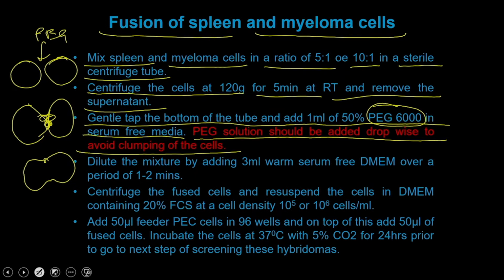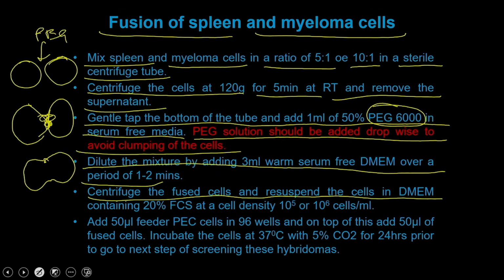Then dilute the mixture by adding 3 ml of warm media over a period of 1 to 2 minutes. Then you centrifuge the fused cells and resuspend the cells in DMEM containing 20% fetal bovine serum at a cell density of 10 to the power 5 or 10 to the power 6 cells per ml.